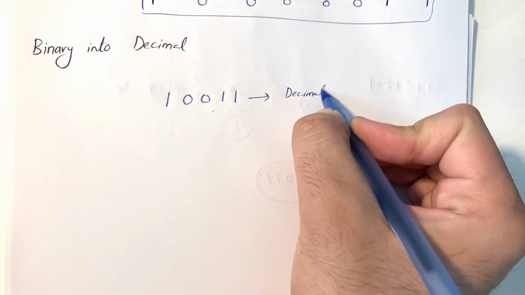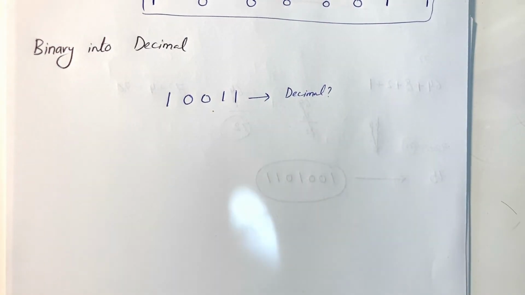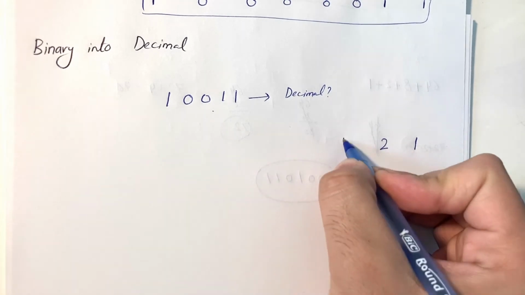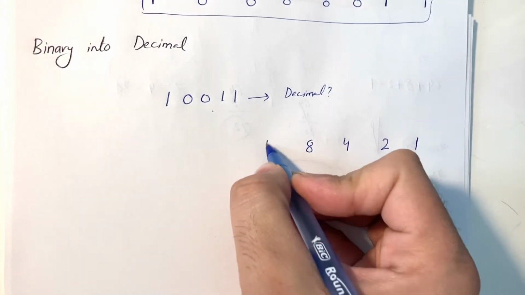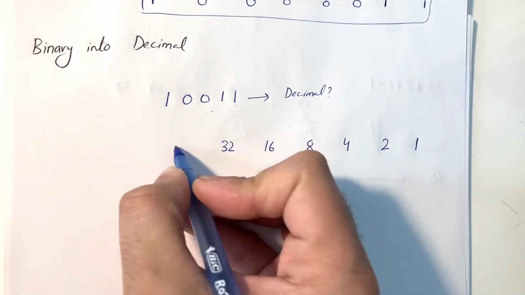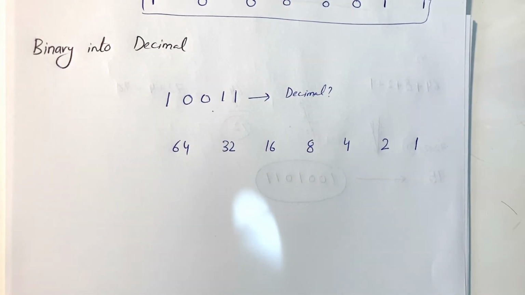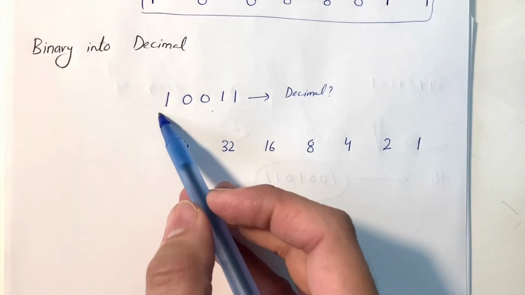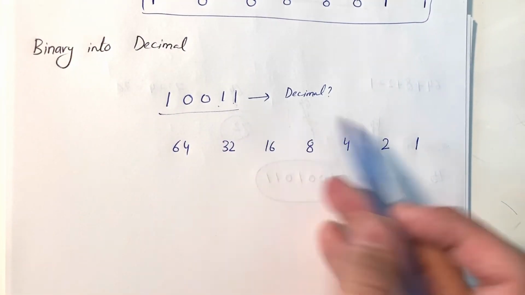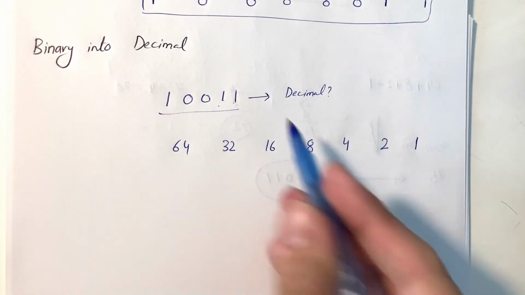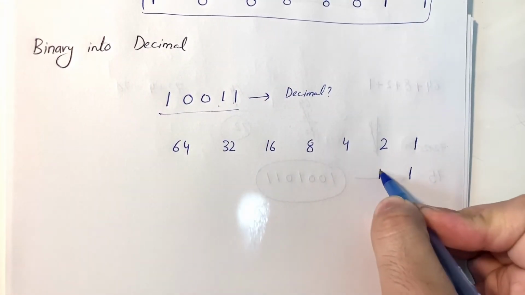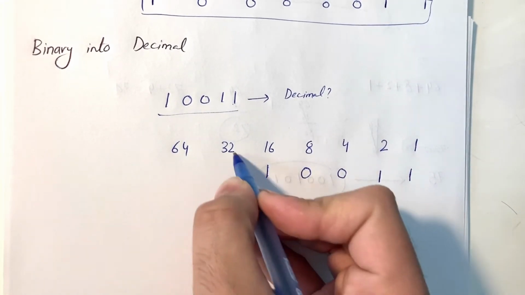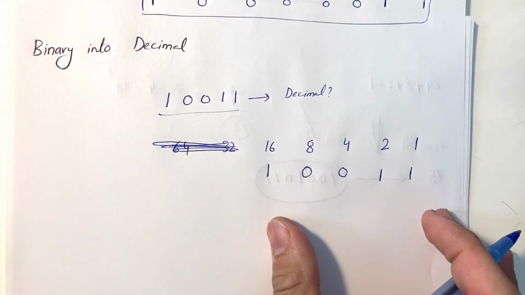A human understandable language like 1, 2, 3, 4, 5, 6. Again, the same strategy. Just put these 1, 2, 4, 8, 16, 32, 64. I mean, if you want to extend it, that's fine. All we have to do is start putting the numbers, from here all the way down here. So 1 here, like this values here, 0, 0, 1. We don't need these two numbers because our number ended here.